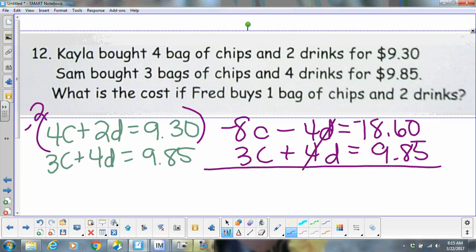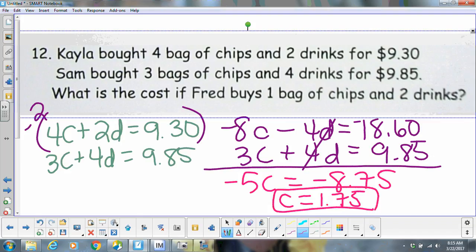Okay, so now whenever we cancel, we're going to get negative 5c equals negative 875. And when you divide, you're going to get that c is $1.75. So now we have our chips. You just need to go back in and find your drinks by plugging chips in.